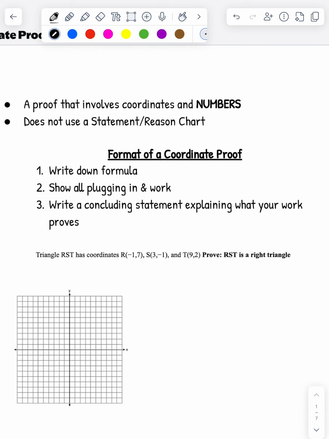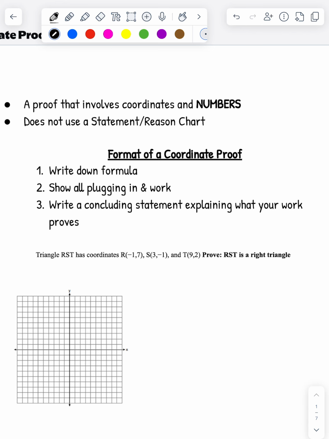A coordinate proof is different from a regular proof because instead of using a two-column statement reason chart, and instead of proving things using definitions and logic and theorems, with a coordinate geometry proof we prove things with formulas, with calculations, and with numbers. So our format, instead of making a statement reason chart, is going to be to write down our formula. It's very important in case on a test or the Regents exam you remember a formula incorrectly.